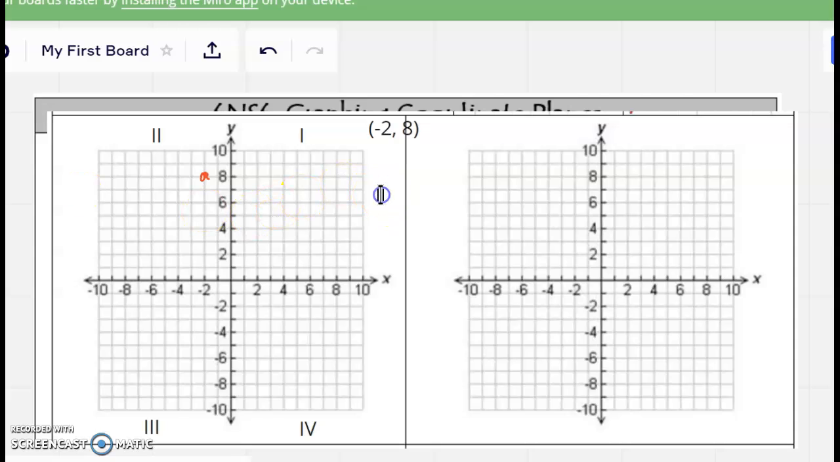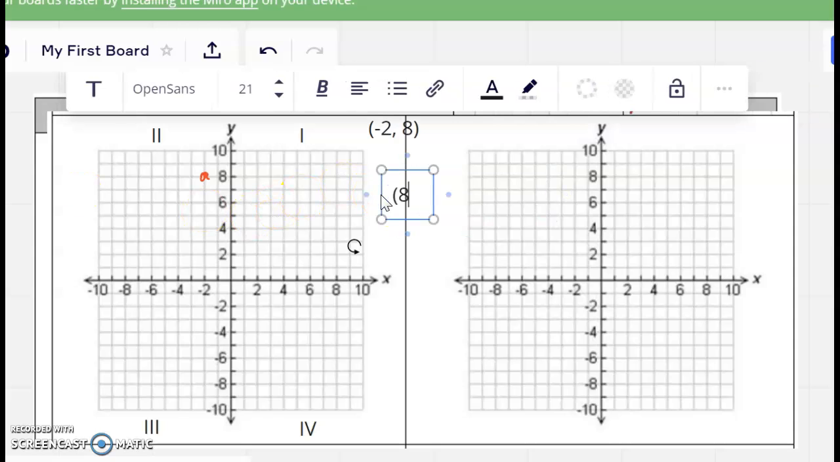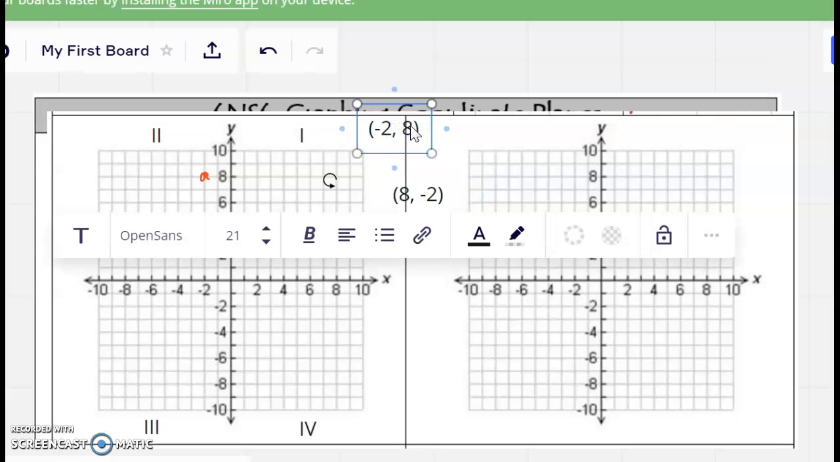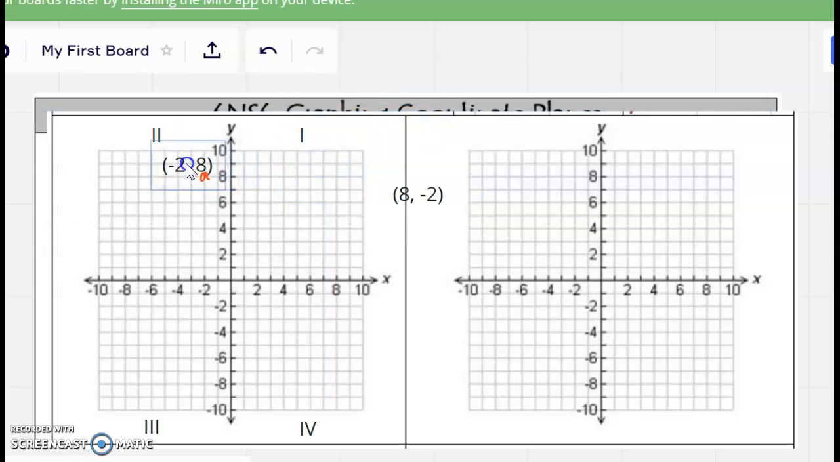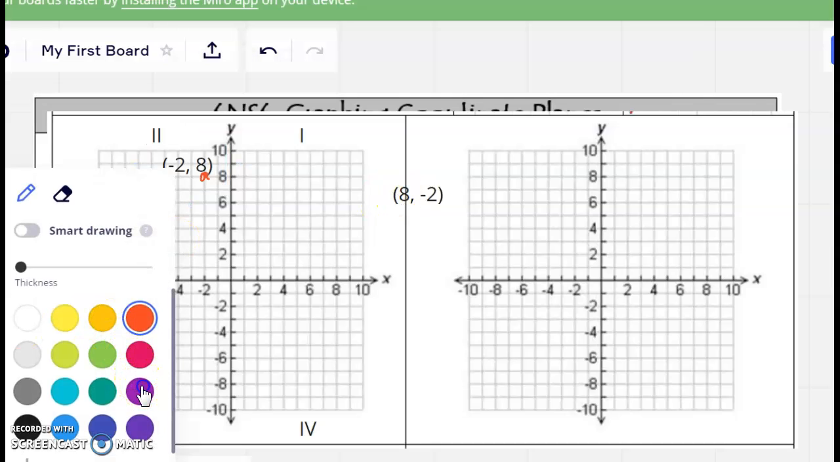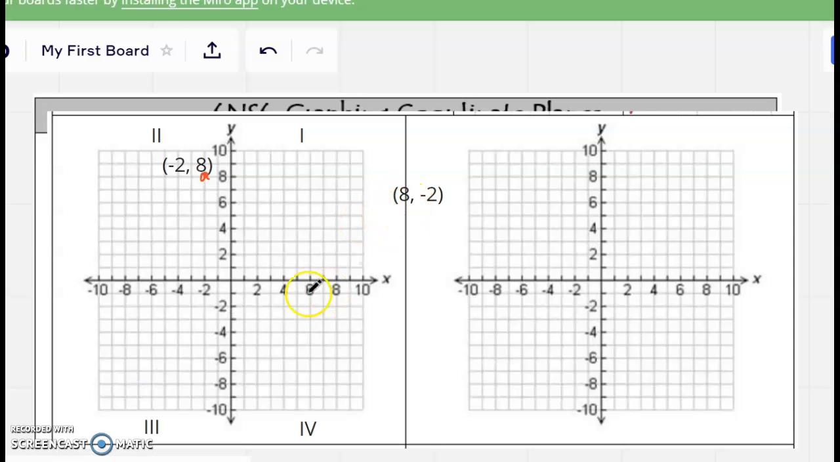Let's try (8, -2). We're going to switch it. So this time, I'm going to move this over here. This is (-2, 8). We're going to now plot (8, -2). So on the x value, I'm going to go right, because it is positive, to the 8, and I'm going to go down 2 because it is a negative for the y value. So that's going to go right there. All right, so you can see where those ended up.